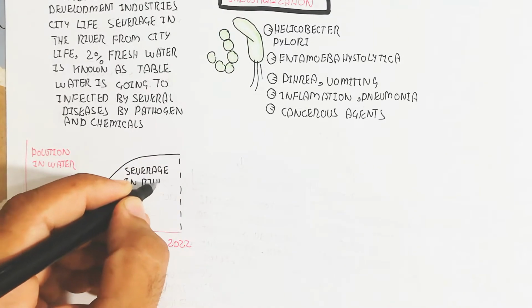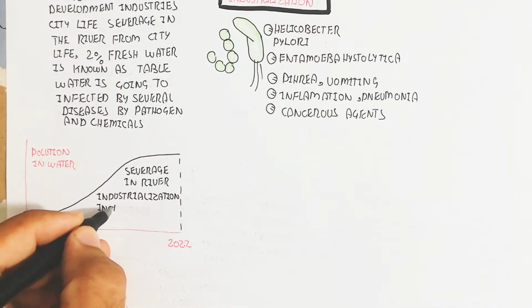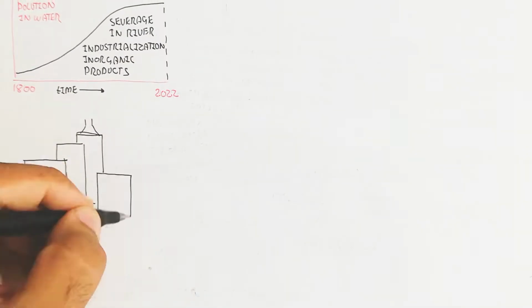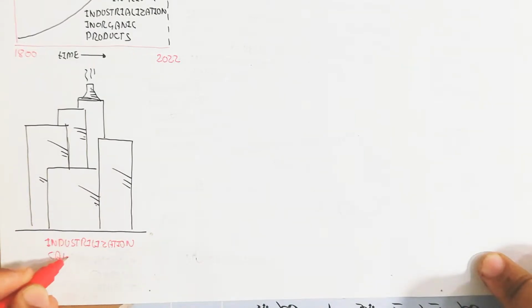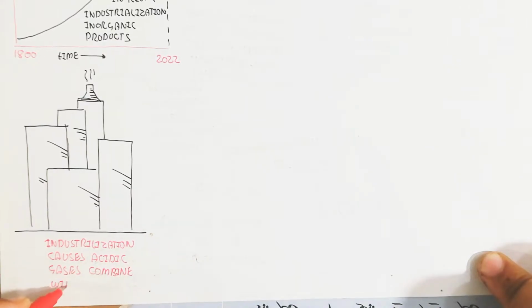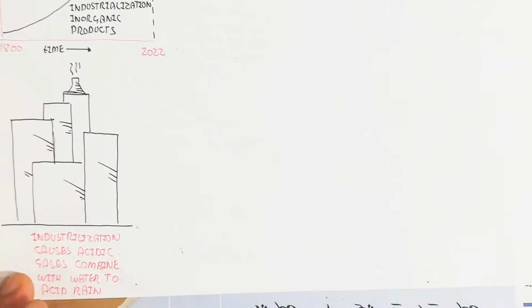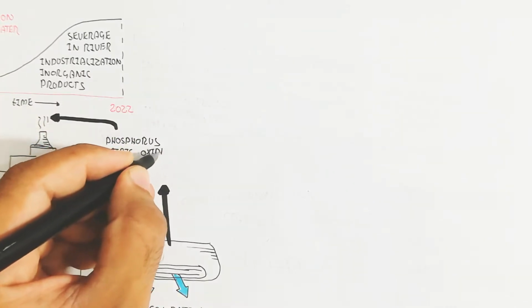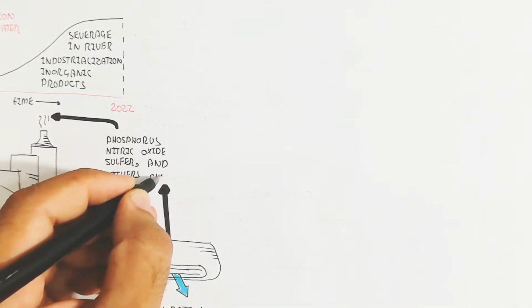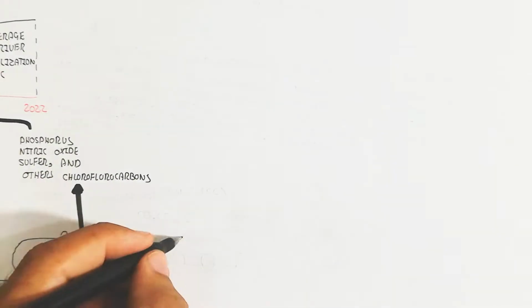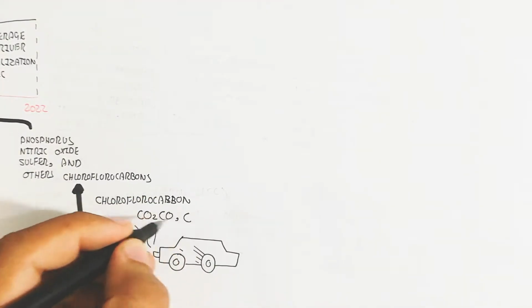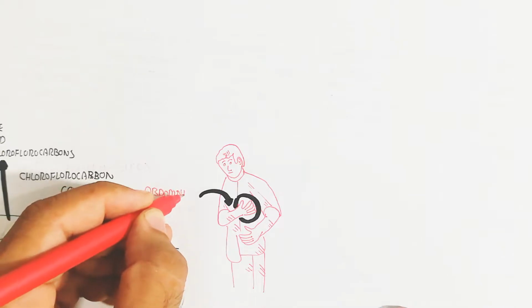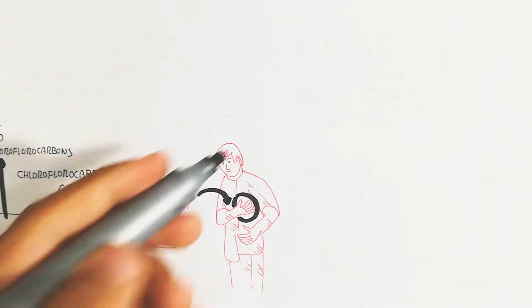Here you can see the graph from 1800 to 2022, showing the drastic increase of pollution due to sewerage in rivers, industrialization and inorganic products. Industrialization also causes acidic gases that combine with water to form acid rain. Air conditioners produce chlorofluorocarbons, which deplete the ozone layer, and acid rain also causes water pollution, due to phosphorus, nitric oxide, sulfur and other components, as well as carbon dioxide, carbon monoxide and carbon, which vehicles produce by burning petrol, leading to infection.